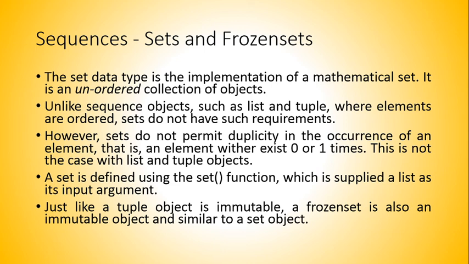However, sets do not permit duplicate occurrences of an element. It means you cannot repeat a number or a string two or more times, like 1 1 1 1. For example, if I write hello, only one L will be there, another L will be rejected. This is not the case with list and tuple. So whenever you have a question about the difference between a set and a tuple and list, this is one of the differences. Let me show you an example.